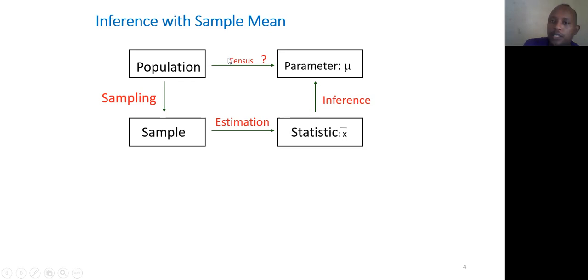Is it possible to estimate the parameter? Is it advisable? Here it is not advisable to directly estimate the parameter. Parameter means population mean, population variance, population standard deviation, like that.